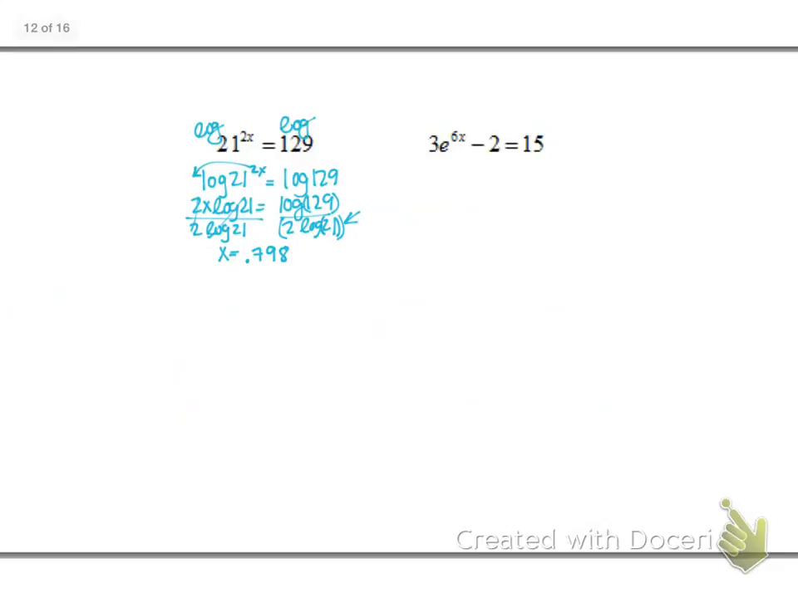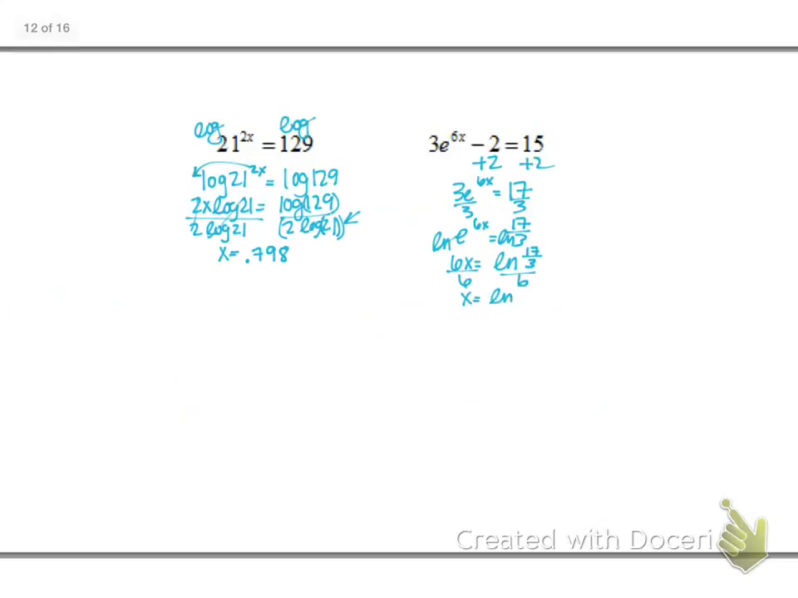If I go to this one, we're trying to get e by itself so that we can get rid of it and get x by itself. So I'm going to add 2, so get rid of the things not attached to it first. Divide by 3. So e to the 6x equals 17 over 3. To get rid of e, we do natural log, so it cancels. 6x equals natural log of 17 over 3. Divide by 6 to get rid of that.